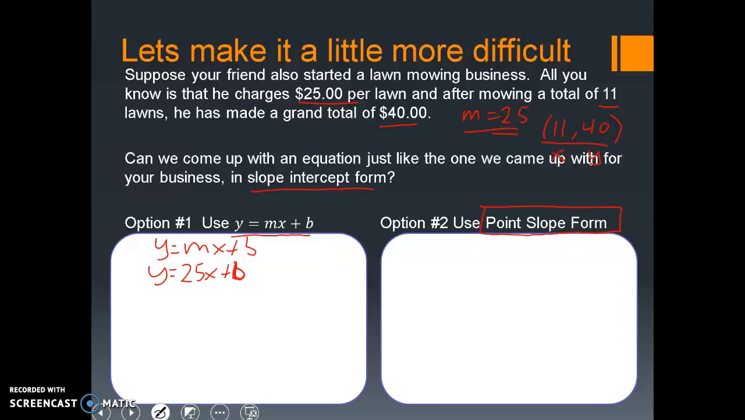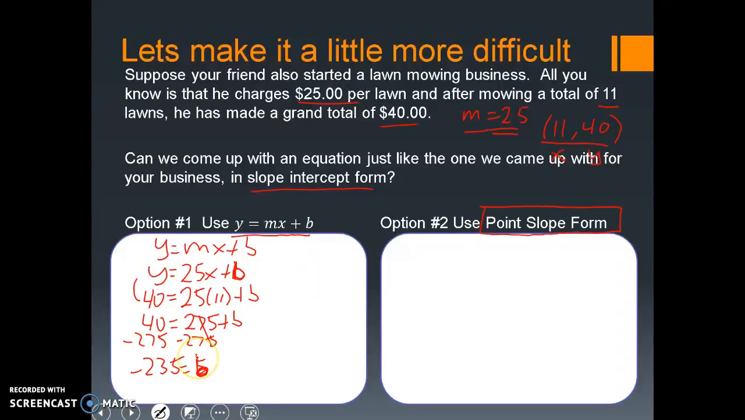Let me show you what I mean. If y is 40 when x is 11, I'm going to plug those two numbers in. I'm going to plug 40 in for y, and I'm going to plug 11 in for x, plus b. Everything else stays the same. Now I can figure out what b is, because I know that 25 times 11 is 275 plus b. And if I subtract 275 from both sides, this will be gone. But if I subtract it from this side, I'll have negative 235 is what b is.